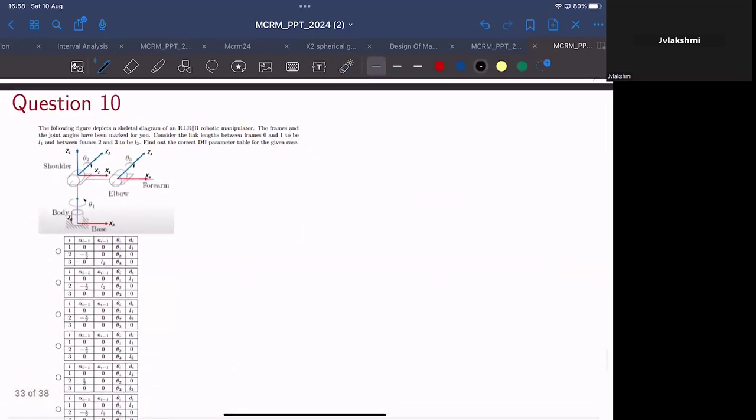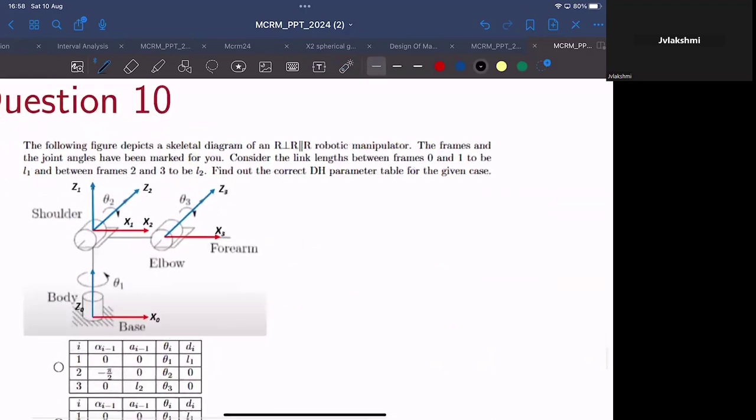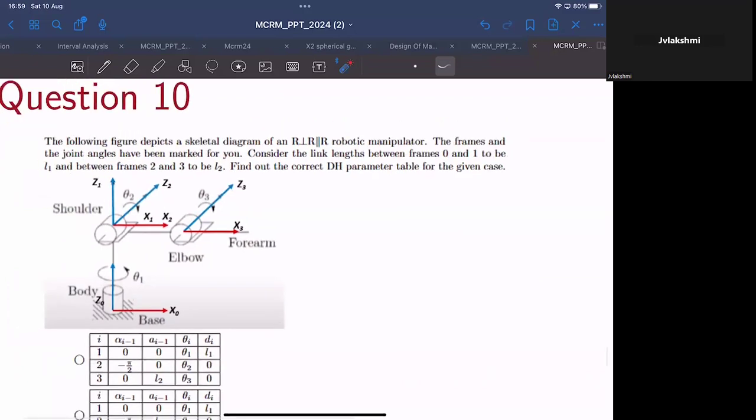Okay, so moving on to question 10. I hope the font size is all right; I'll simply enlarge this. The following figure depicts a skeletal diagram of an R perpendicular to R parallel R robotic manipulator. The frames and the joint angles have been marked for you. Again, we may have a short break in 10 minutes. I'll try to wind it up by then, otherwise please join back. Consider the link length between frame 0 and frame 1 to be L1, and between frames 2 and 3 to be L2.